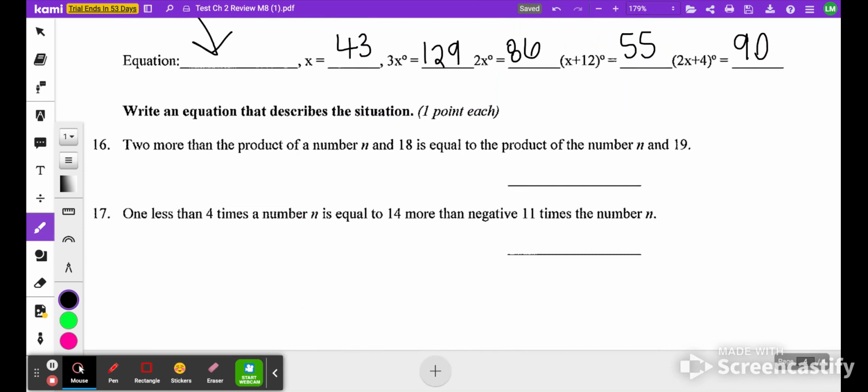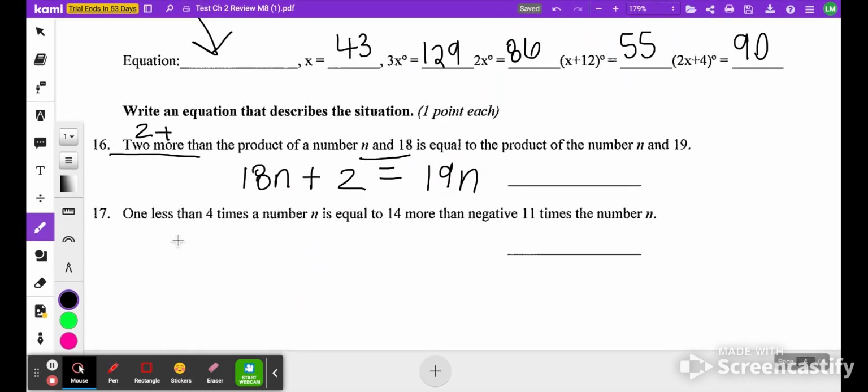The last two, write an equation that describes the situation. Do not need to solve, just writing. 2 more than, so that means add to the product of a number n and 18. So 2 more than the product of a number n and 18. So that's 18n plus 2 is equal to the product of the number n and 19. So another 19n.